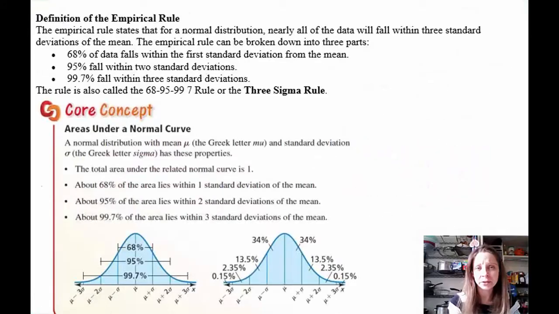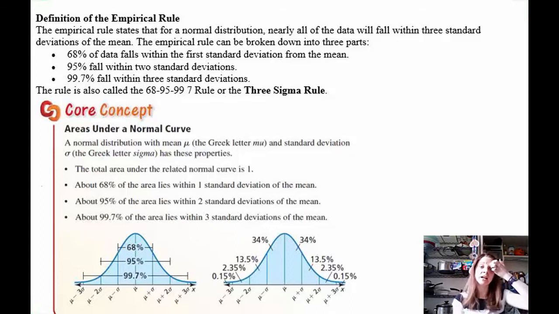Now let's talk about the empirical rule. The empirical rule states that for a normal distribution, nearly all of the data will fall within 3 standard deviations of the mean. The empirical rule can be broken down into 3 parts. 68% of the data falls within the first standard deviation of the mean. 95% fall within 2 standard deviations, and 99.7% fall within 3 standard deviations. The rule is also called the 68, 95, 99.7 rule, or the 3 sigma rule.